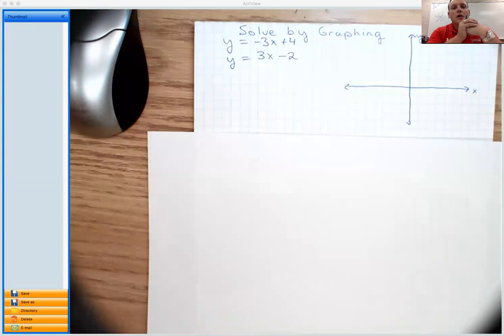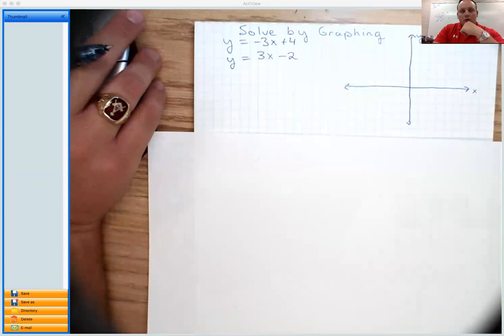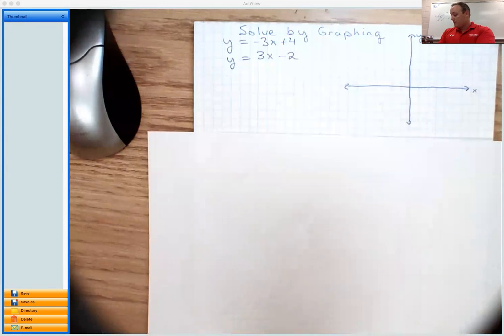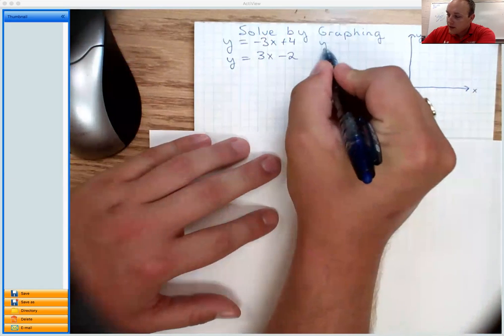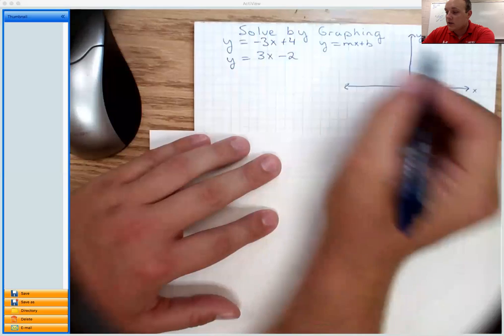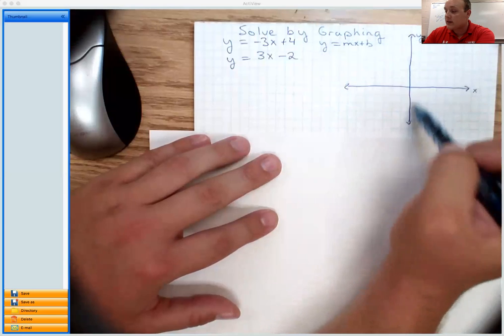All right. So when we solve by graphing, we are going to have to use our knowledge of graphing in slope-intercept form to be able to graph both these lines on the same XY coordinate plane. So a little reminder, y equals mx plus b. M is our slope, which is a rise over run concept. B is our y-intercept, where it crosses the y-axis.